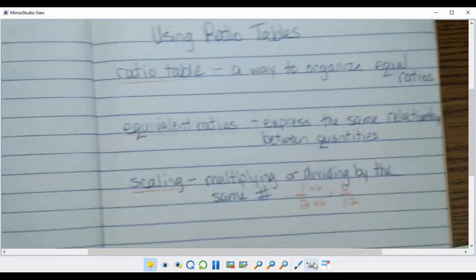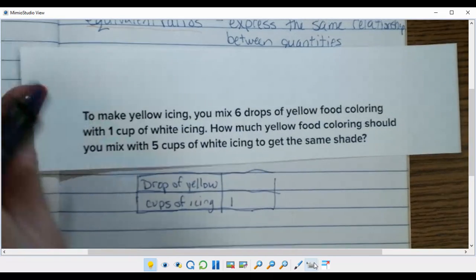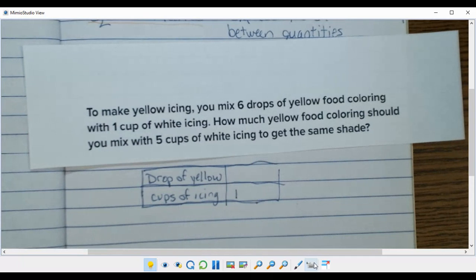Okay, let's look at some example problems. To make yellow icing, you mix 6 drops of yellow food coloring with 1 cup of white icing. How much yellow food coloring should you mix with 5 cups of white icing to get the same shade?